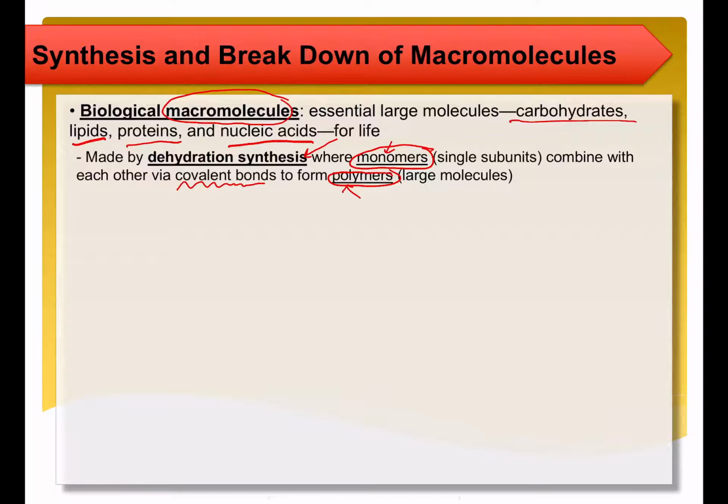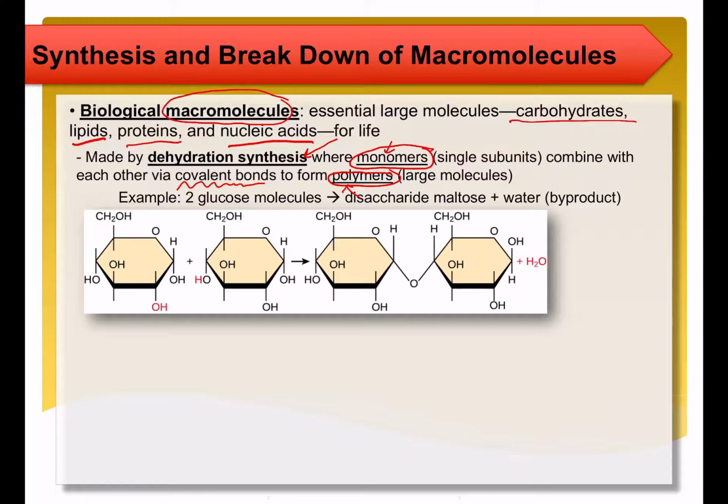Dehydration synthesis. So for example, one of these hexagon-shaped molecules in this picture represents a single glucose molecule. So this right here is a glucose, and two glucose molecules, both of these are the same thing. When two glucose molecules come together, they can form a covalent bond with each other to produce a disaccharide called maltose.